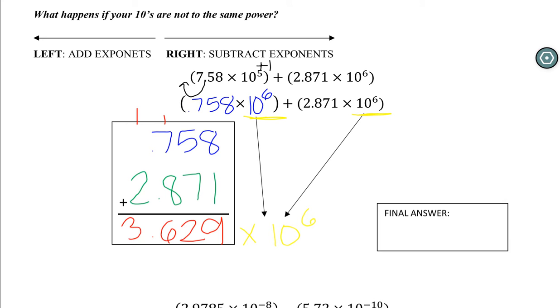There you go. So this one isn't too much harder. There's only one extra step. So we have 3.629 times 10 to the power of 6. And that's your final answer. So that's how we're going to add these two together.